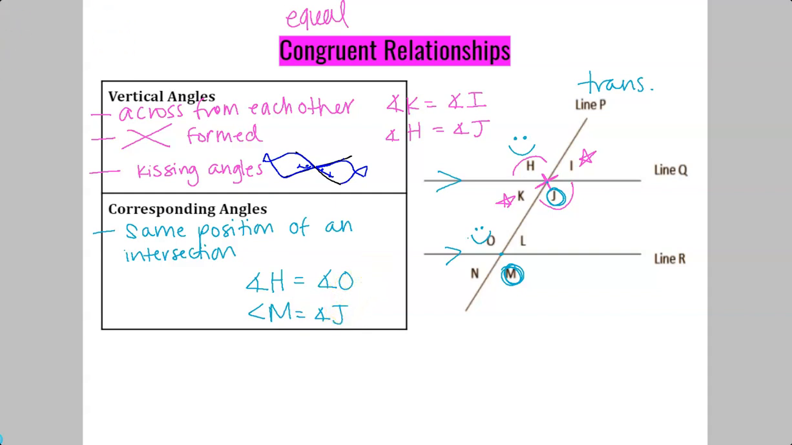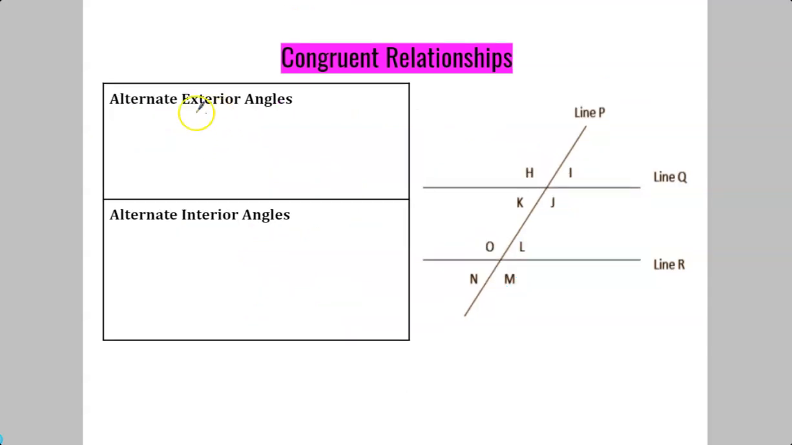All right, we have two more sets of congruent relationships. So we have alternate exterior angles and alternate interior angles. So first, let's look at this word alternate. When we're looking at the word alternate, we are describing angles in relation to the transversal. So we know that our transversal is right here, line P. And if we're talking about alternate, we're talking about alternate sides of the transversal or opposite sides of the transversal.